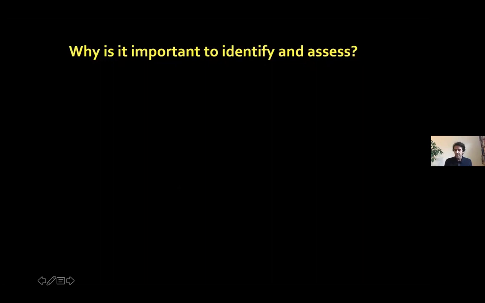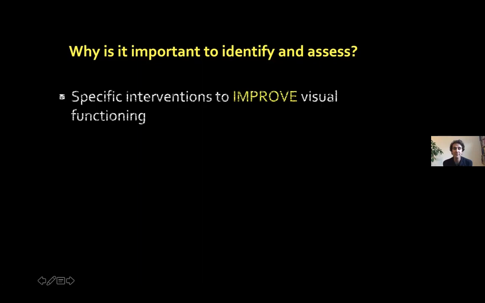Okay, so why is it so important to identify and assess CVI? I think hopefully I'm preaching to the choir here that you would all think that it's important to understand the specific conditions the child has. But what's rooted in visual functioning, with the right intervention, with the right support, we actually expect that the child is going to improve their vision over time if we do the right thing.